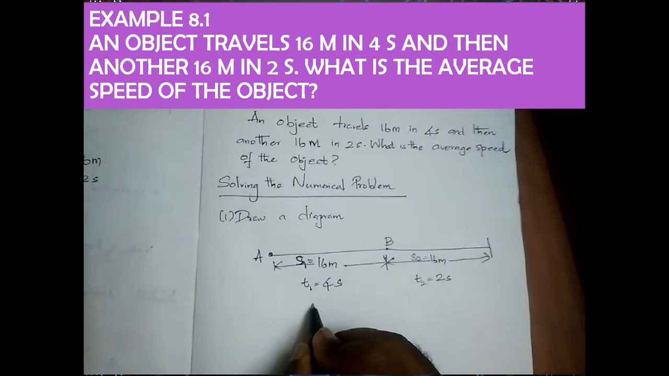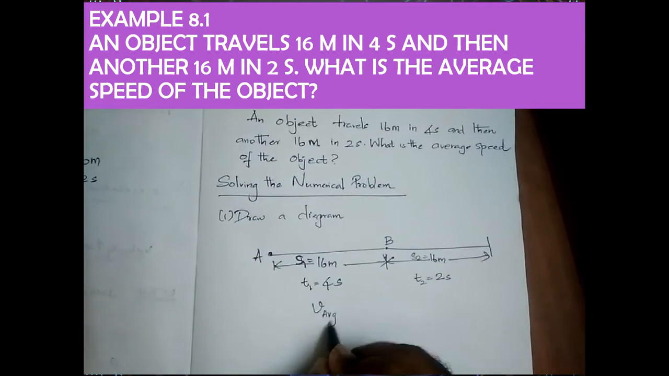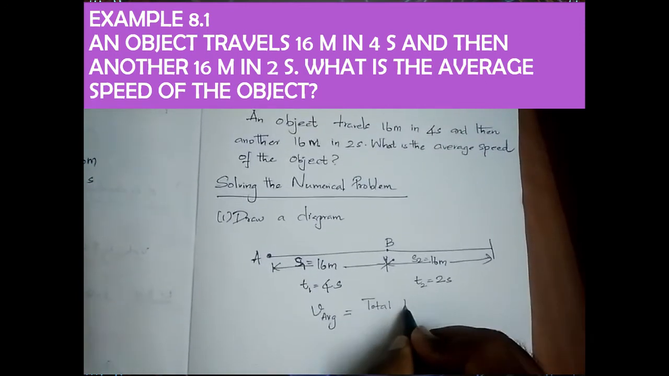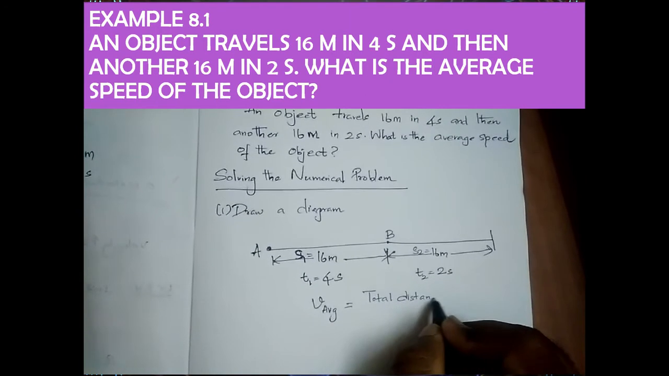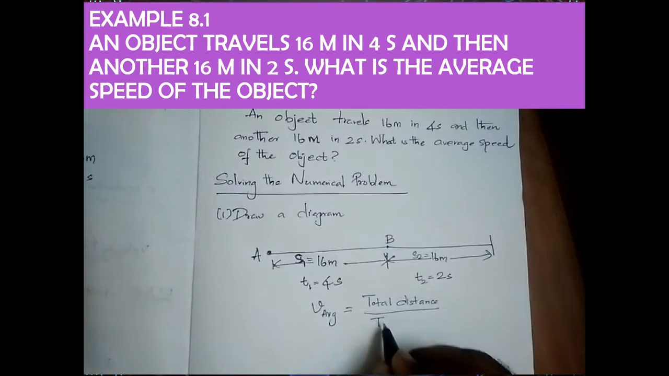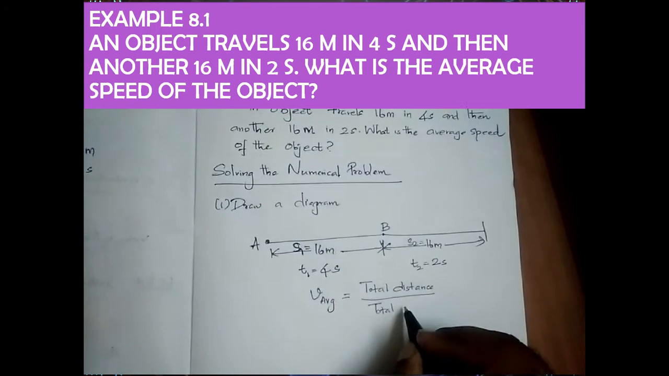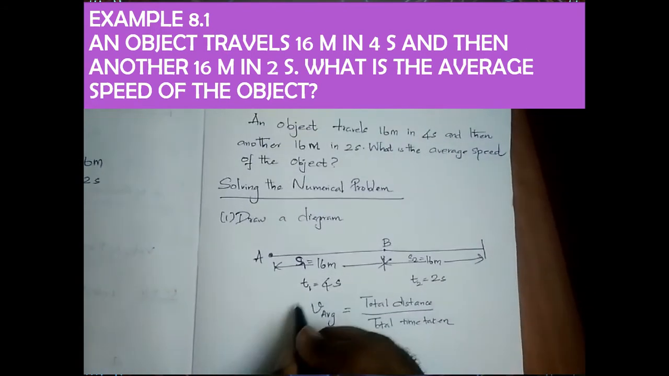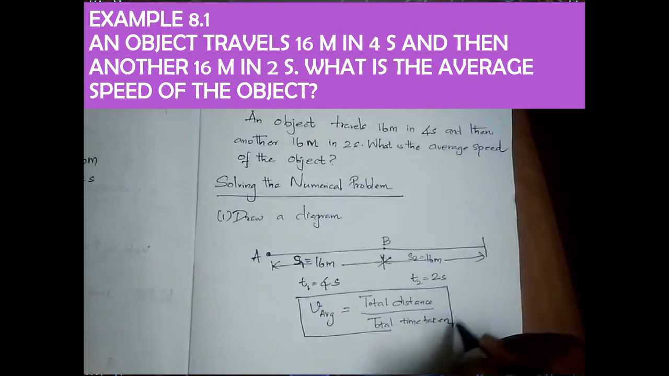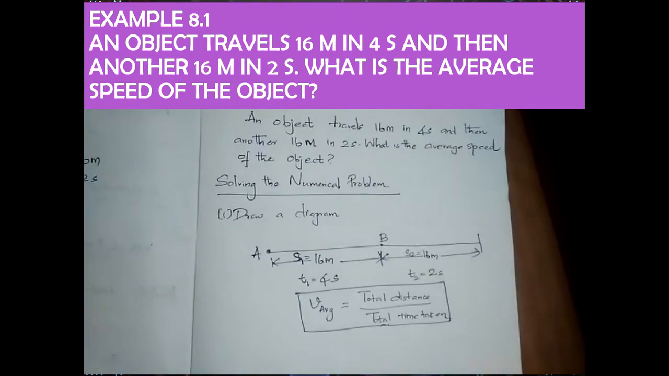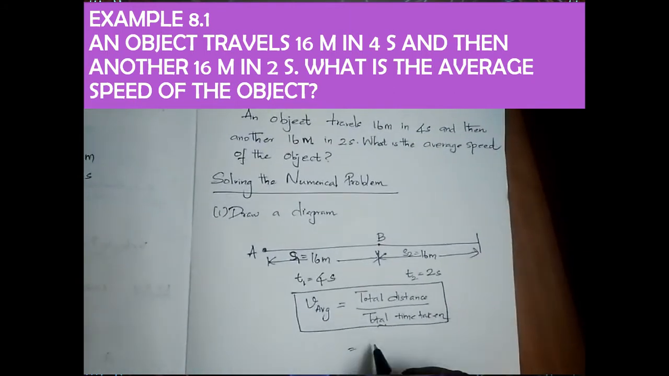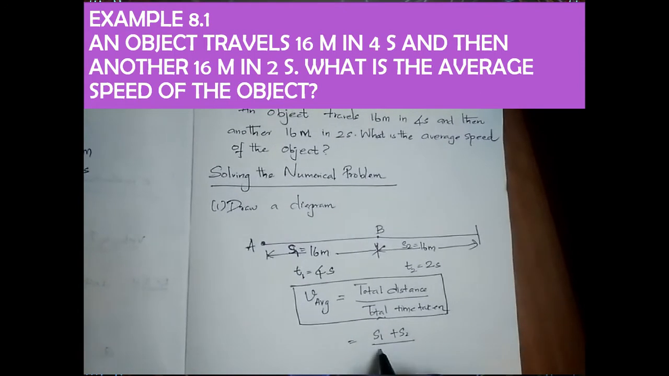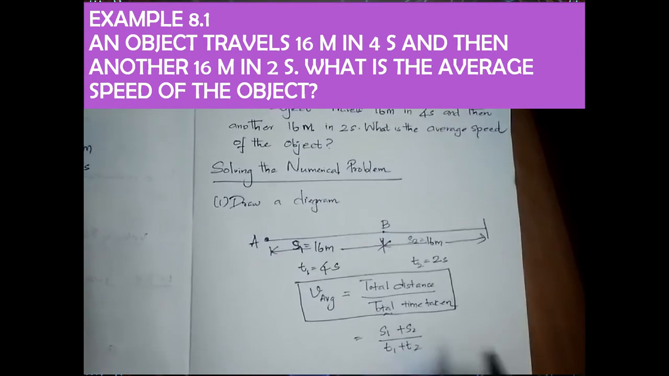Now we are going to write the formula. What is the average speed? V average is equal to total distance covered divided by total time taken. So what would be the total distance traveled? That would be V average is equal to S1 plus S2, divided by the time taken, T1 plus T2.